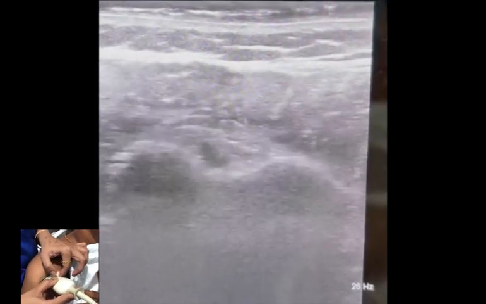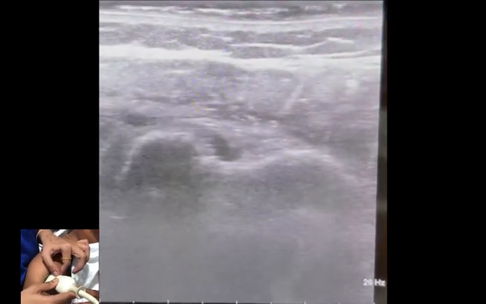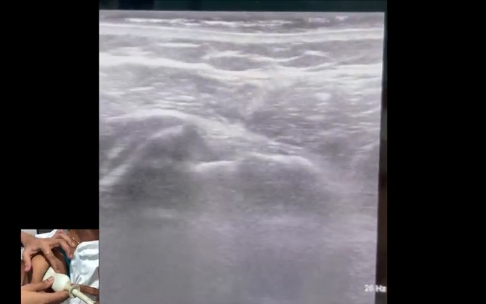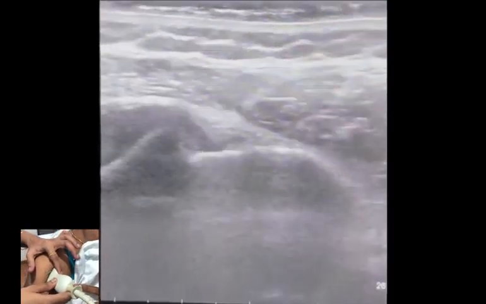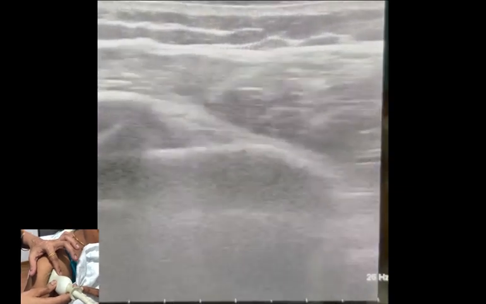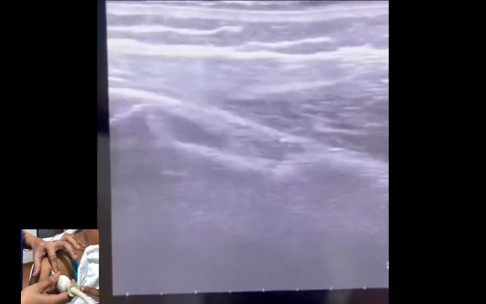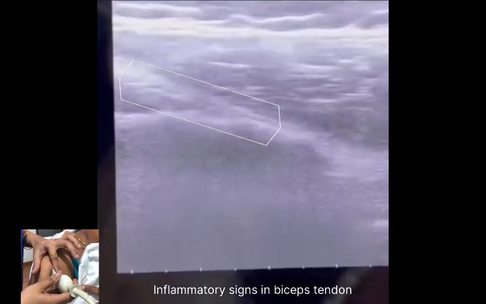The probe is then gradually rotated over the biceps tendon to examine it completely. There was no tear in the biceps tendon. However, even in the long axis, the biceps tendon appeared inflamed. This is the long axis of the biceps tendon.